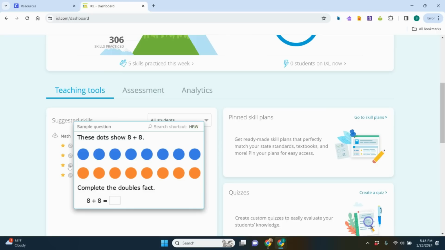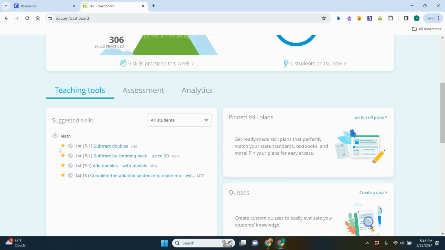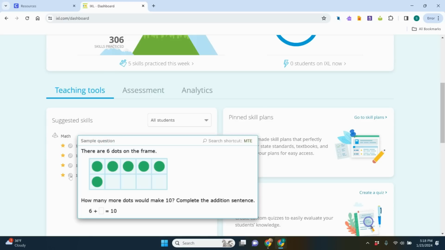I have adding doubles with models. So not only do I want my students to be able to add doubles, but I also want them to be able to subtract using that doubles knowledge. We have complete the addition sentence. And I love this one because it has the visual here of the tens frame.